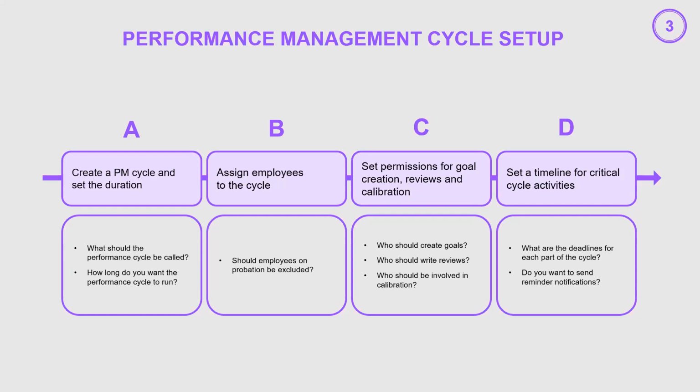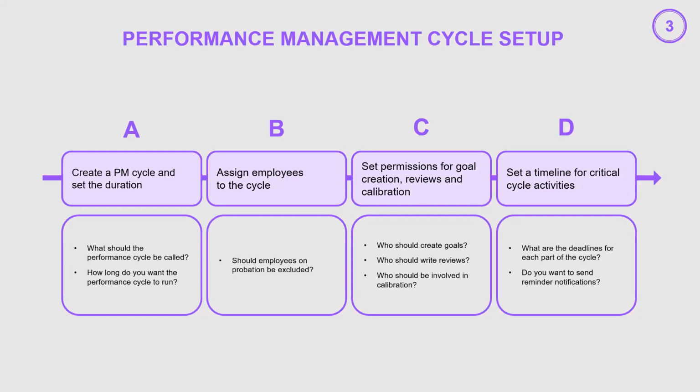How long do you want the performance cycle to run? What's the duration? You want to run it for 3 months, 4 months, 5 months, right? Up to 12, we have that option available. Next, assigning employees to the cycle. Should employees in probation be excluded? In cases you don't want employees in probation to have targets or you don't want them to be on a performance management cycle, you can exclude them.